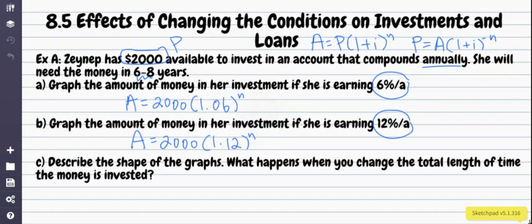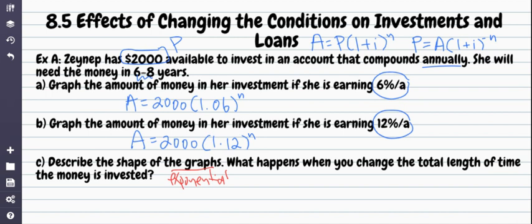Back to our question. Describe the shape of the graphs. They are exponential graphs. They're shooting upwards very quickly. What happens when you change the total length of time the money is invested? Well, the longer you go, the more earning power you have.